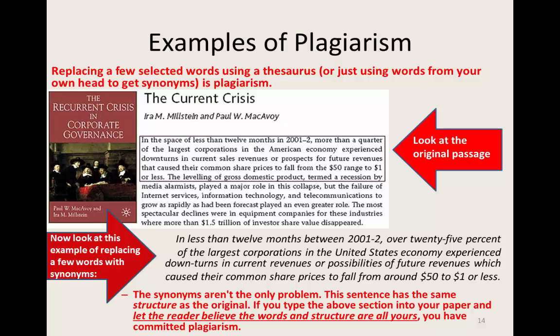So the original passage says, in the space of less than 12 months in 2001 to 2002, more than a quarter of the largest corporations in the American economy experienced downturns in current sales revenues or prospects for future revenues that caused their common share prices to fall from the $50 range to $1 or less. What our student wrote was, in less than 12 months between 2001 and 2002, over 25% of the largest corporations in the United States economy experienced downturns in current revenues or possibilities of future revenues, which caused their common share prices to fall from around $50 to $1 or less.